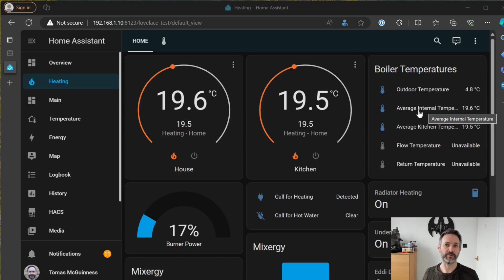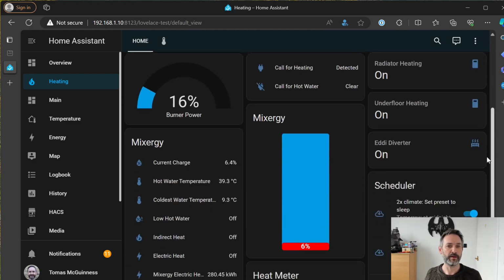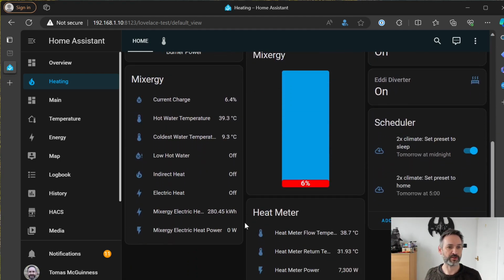So across the house, I have quite a few of these little Aqara temperature humidity sensors. So I've got all of those logging, and they give me an average value across the entire house. So that will serve as my inside temperature. And then if we scroll down, we've got some data coming in from the heat meter. So this shows the flow and return and also current power reading.